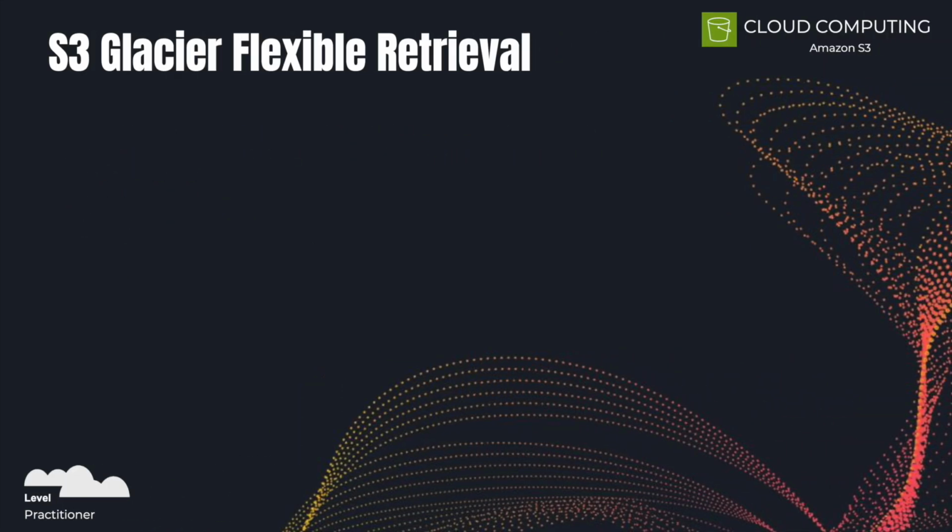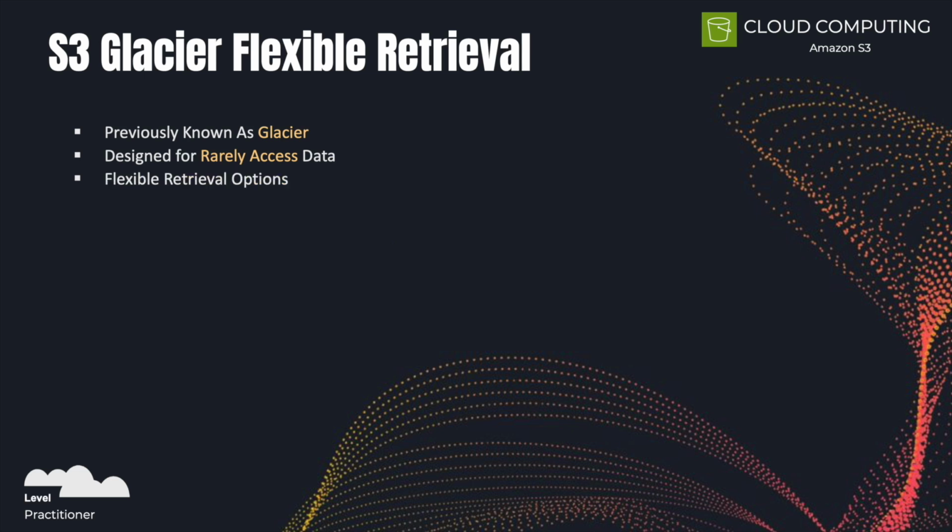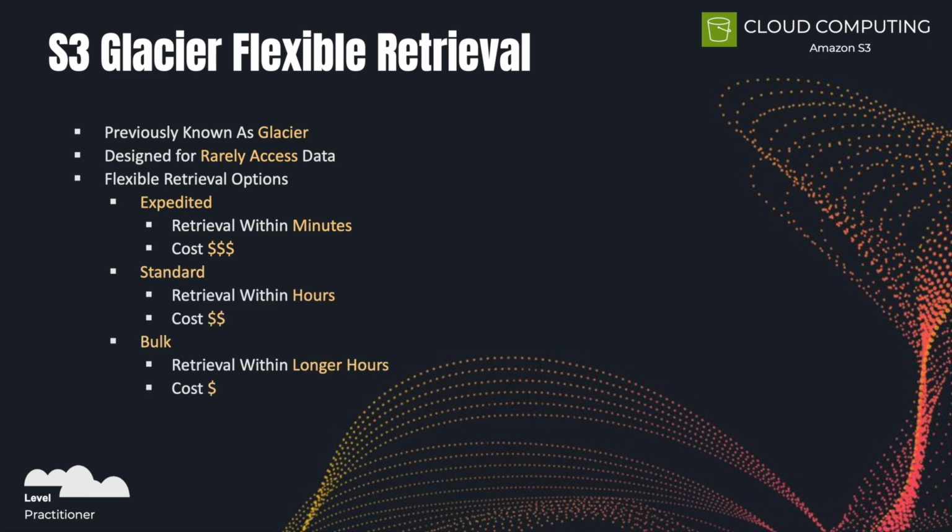Next is Glacier Flexible Retrieval, which was previously called Glacier. It's designed for rarely accessed data, maybe once or twice a year. Retrieval isn't instant, but it offers flexible retrieval options, including expedited, standard, and bulk retrievals. Typical use cases are archives for compliance or old datasets that don't need to be accessed quickly, but must remain available.